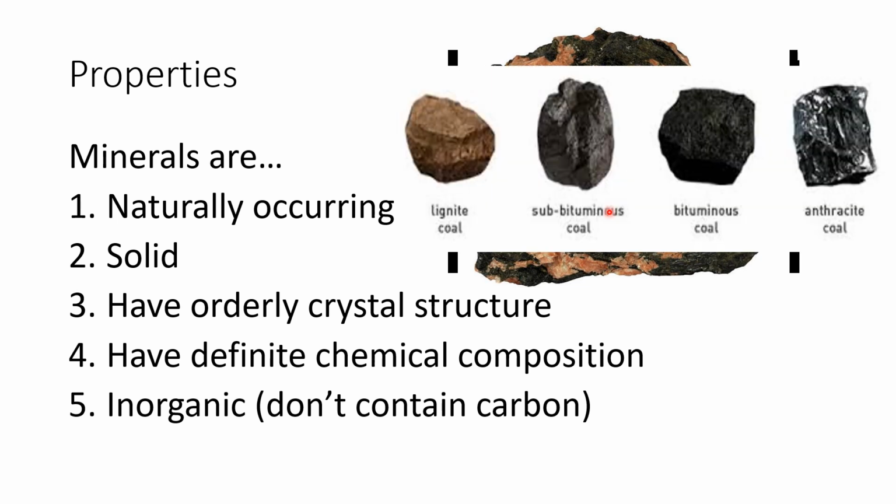And then finally, minerals have to be inorganic. And now in science, inorganic just means that something doesn't contain carbon in it. And there is an exception to this, which we'll talk about in a little bit. But in general, minerals don't contain carbon. So for example, coal, here are the 4 different varying grades of coal. Coal is not considered a mineral because it has carbon in it, because it came from decayed plant matter.